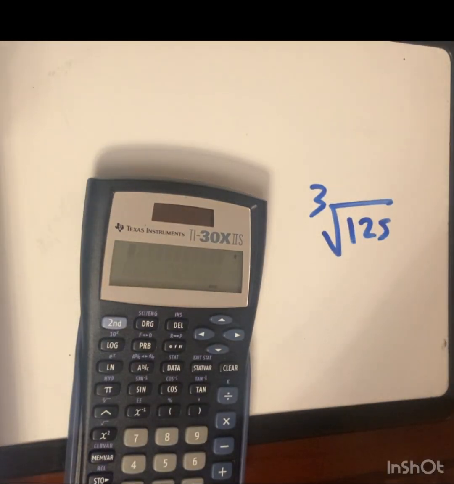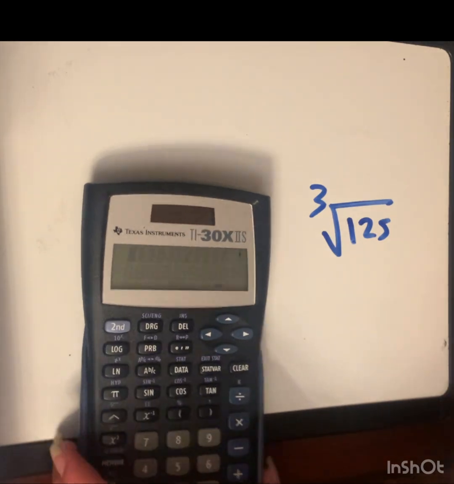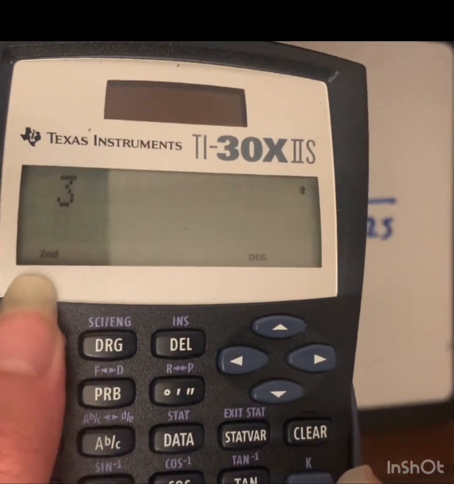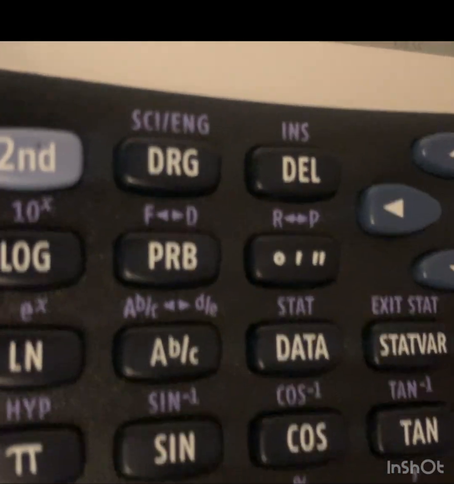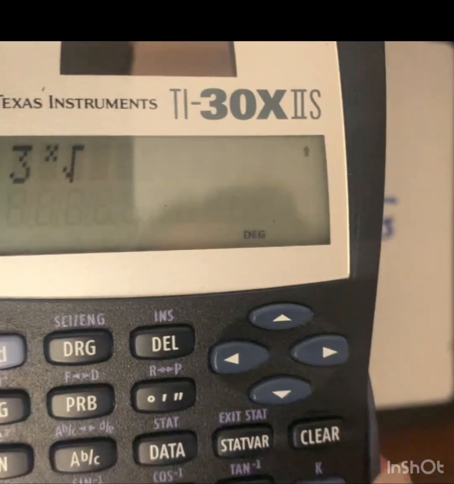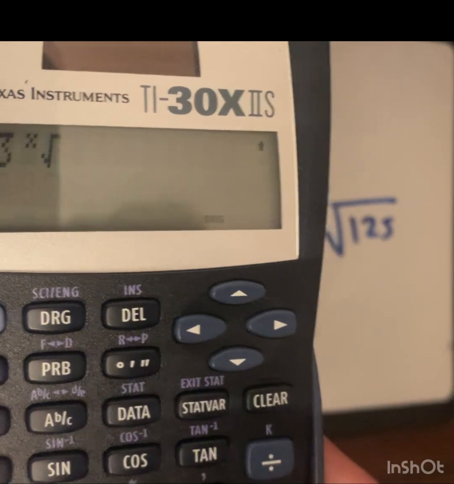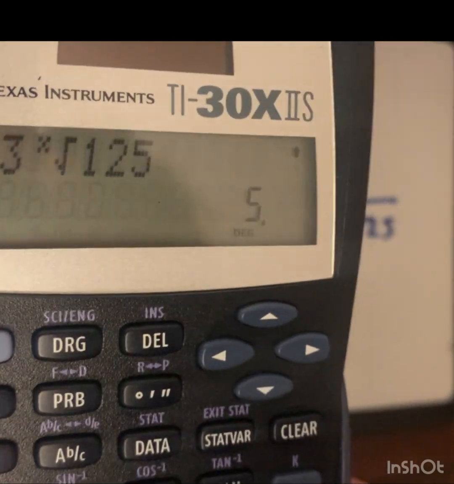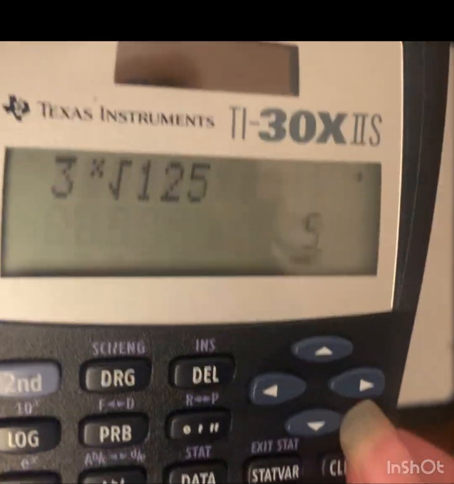If you want to do a cube root, like 125, what you do is hit 3, because it's cubed, and then second, and then you would hit x to the power of 2. Oh, sorry, yeah, you would hit the exponent again, and then you just put the number, 125, and then it gives you the answer.